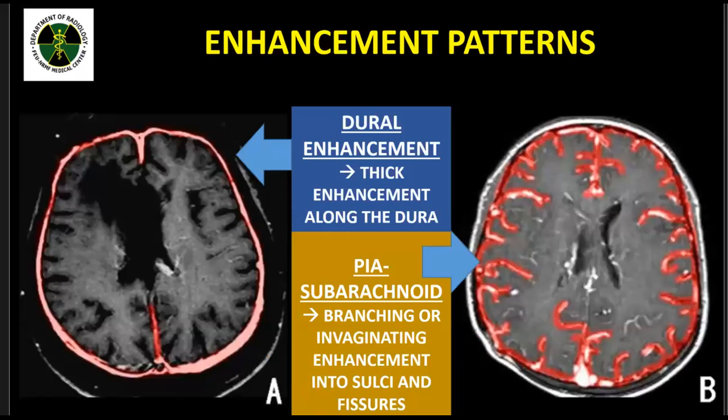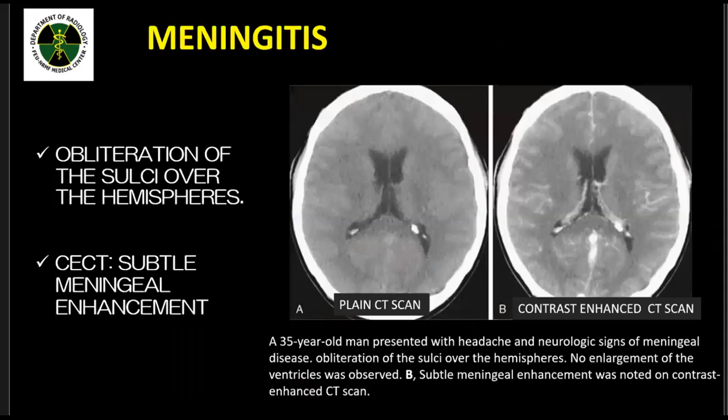For the enhancement patterns, there's dural enhancement, which is thick enhancement along the dura. This one is pia-subarachnoid, with branching or invagination of the enhancement into the sulci and the fissures themselves. For meningitis, here's a case of a 35-year-old man who presented with headache. For A, the axial non-contrast scan shows obliteration of the sulci over the hemisphere. For B, there's subtle meningeal enhancement noted on contrast-enhanced CT scan.